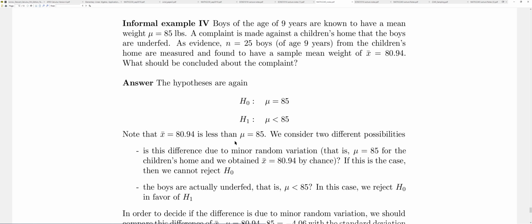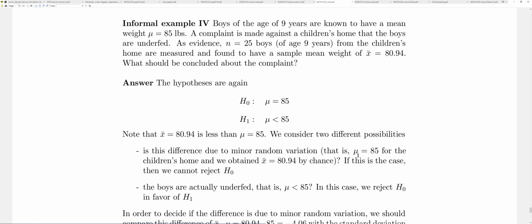So we got 80.94 when we measured the 25 boys and took the average, and we're comparing that against the 85. The question we want to ask ourselves is, this 80.94 is less than 85, the difference is about 4. Is that difference from the 85 due to a minor variation, a fluctuation?